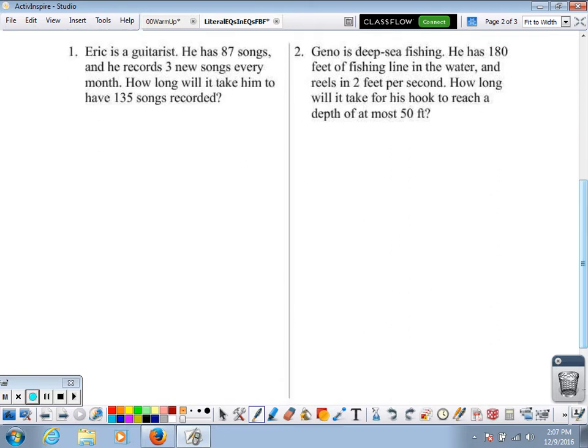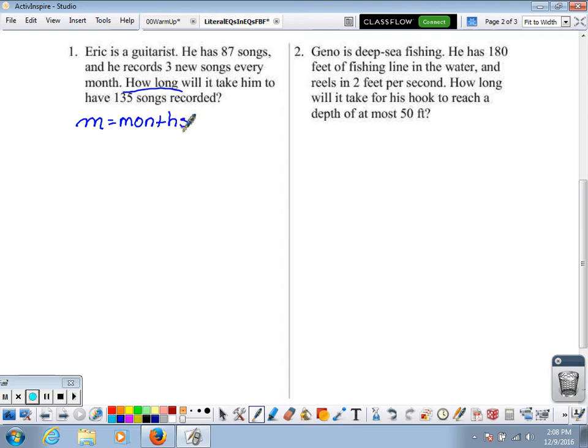Okay. What are they asking us to find? What's the unknown in this story? The month. We want to know how long this is going to take. That's time, guys. We're not asking how many songs will he have recorded. We know how many songs he'll have recorded. We want to know how long it will take him. And that's months. Okay, because he records 3 new songs every month.